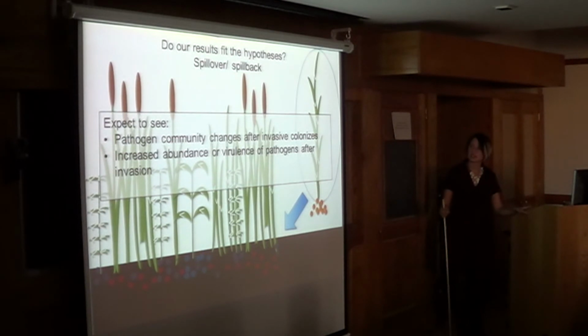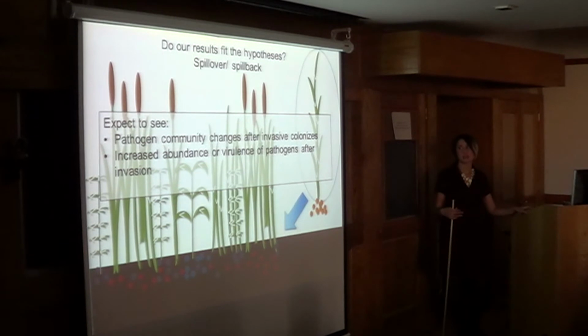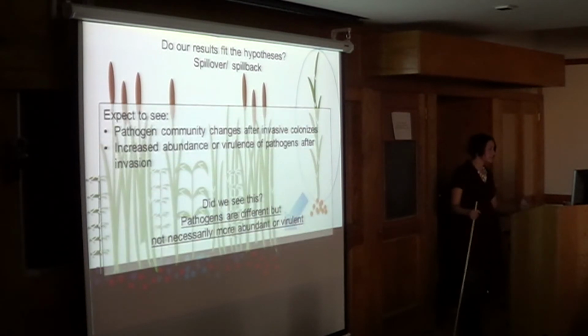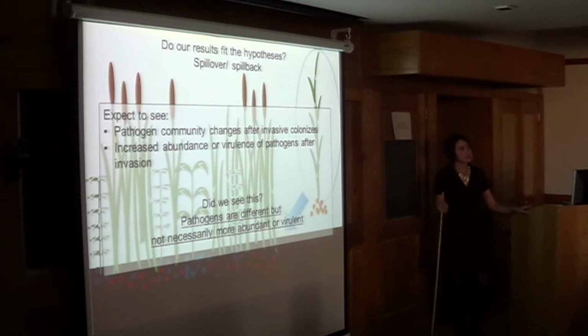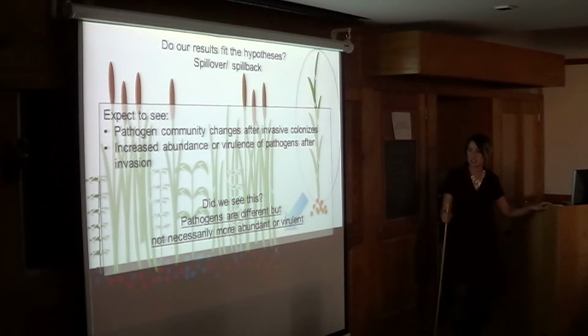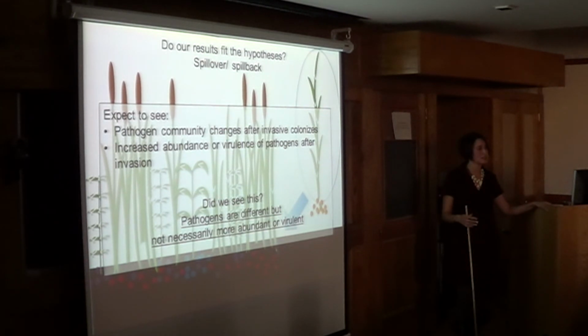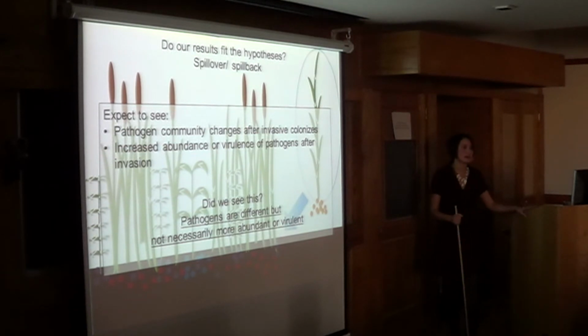With that, we would have expected that the pathogen community changes after invasives colonize, and that it increases the abundance or virulence of pathogens after invasion. So did we see that? We did see that the pathogens seem to be different. If we looked at the oomycete and fungal communities of different plant species, they were different, but we don't know if they're necessarily more abundant or more virulent or what's happening with that and what effects those would have on the plant community.